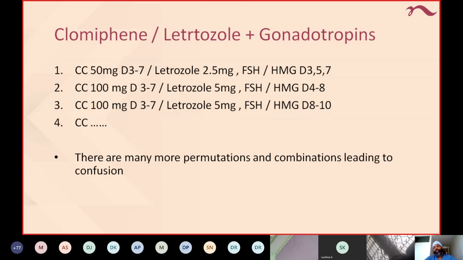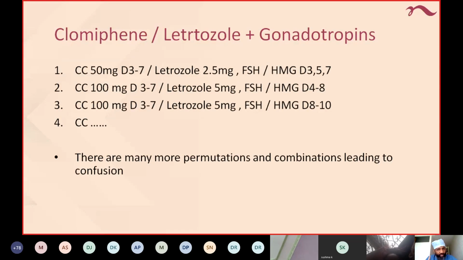Then clomiphene citrate or letrozole with gonadotropin regimen. Clomiphene citrate 50 milligram or 100 milligram between day 2 to day 5 or day 3 to day 7. Or you can use letrozole 2.5 or 5 milligram with FSH or HMG. Here there is a difference. You can use the HMG or FSH on day 3, day 5, day 7. That is alternate. Or you can use it on day 4 and day 8, or day 4 to 8 daily if the response is poor.